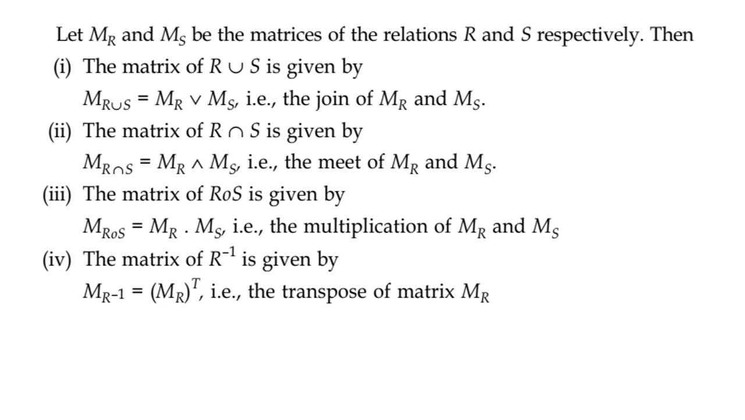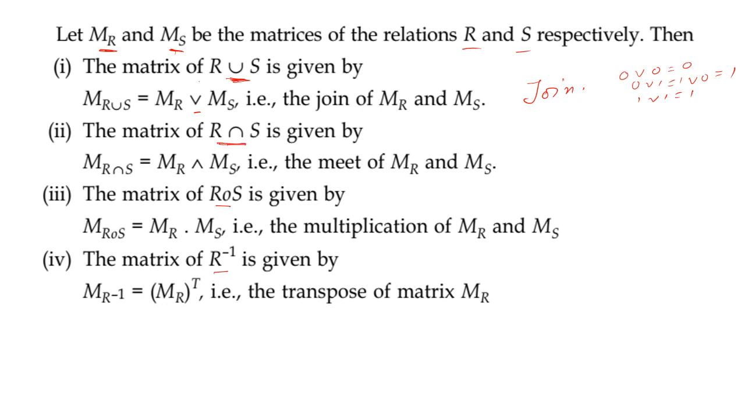Now, if MR and MS be the matrices of the relations R and S, right? Suppose I have two relations R and S which have been represented with the help of their corresponding matrices. Now, I can find the matrix of union, intersection, composition, inverse, everything. How do I do that? The matrix of R union S is given by using the join operation. That means 0 join 0 is equal to 0, 0 join 1 is equal to 1, 1 join 0 is equal to 1 and 1 join 1 is equal to 1.